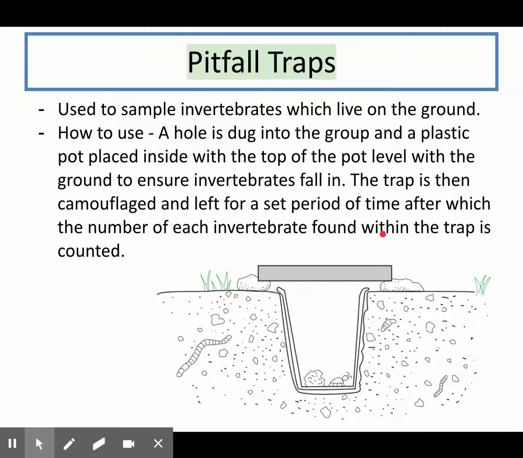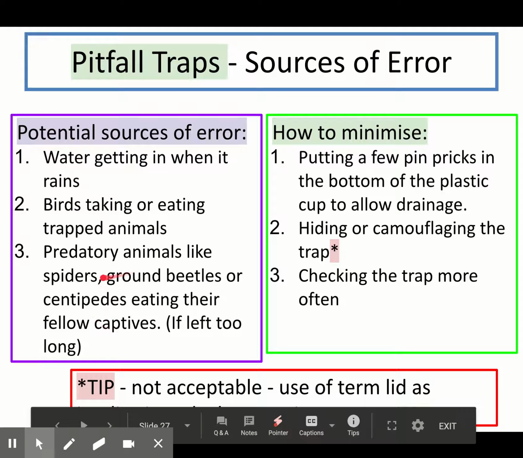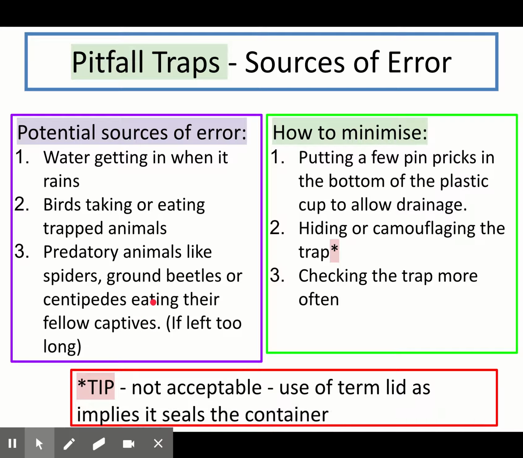So you don't want to say the word lid, you want to say you're going to camouflage or hide the trap. The third potential source of error is that predatory animals like spiders, ground beetles, or centipedes might actually eat the other captives that are in the trap.